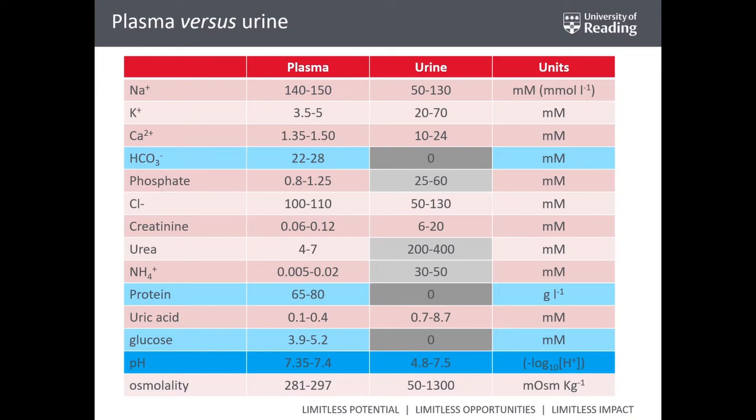Well, the osmolarity of urine depends on whether we have hypertonic body fluids or hypotonic body fluids. And so, if we have to save water, we will have a very concentrated urine. If we have too much water, we will have a more diluted urine.